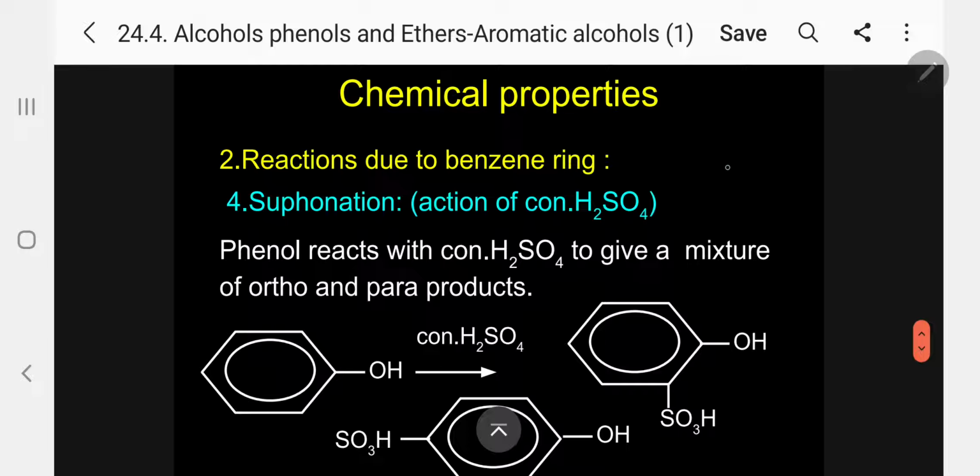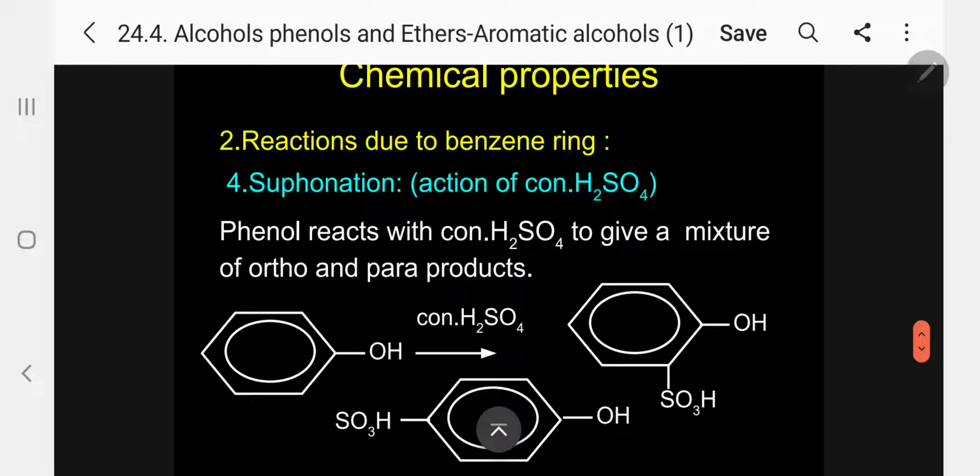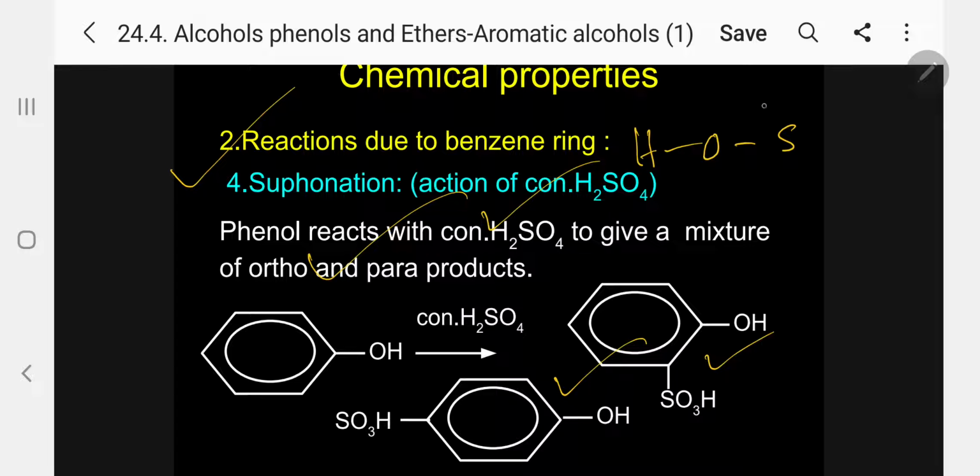The next one, sulfonation. Kindly follow. This is another most important reaction. Action of sulfuric acid: phenol reacts with sulfuric acid to give a mixture of ortho and para products, ortho-hydroxybenzene sulfonic acid and para-hydroxybenzene sulfonic acid. In what way? The sulfuric acid will cleave like this.